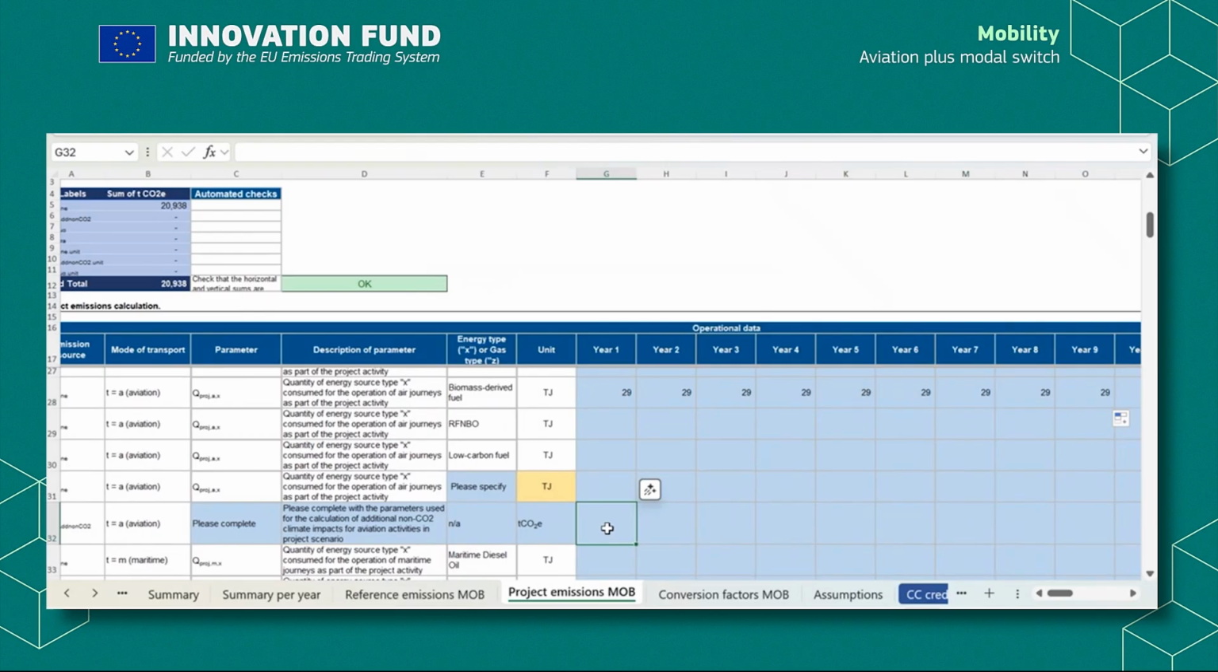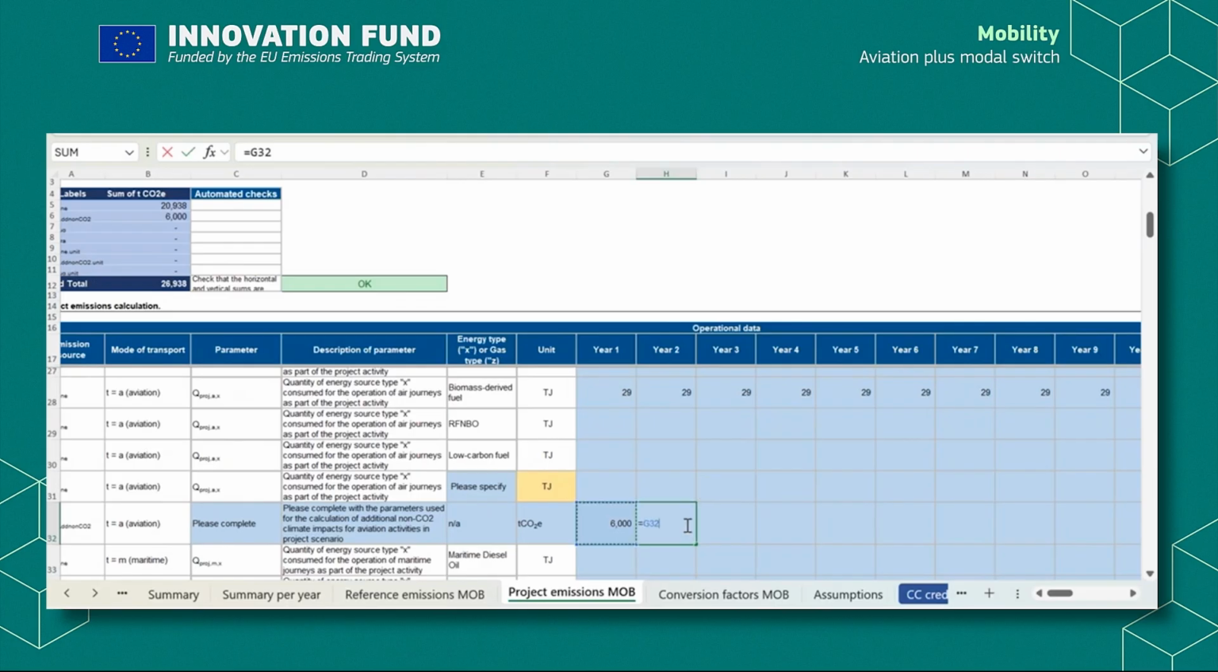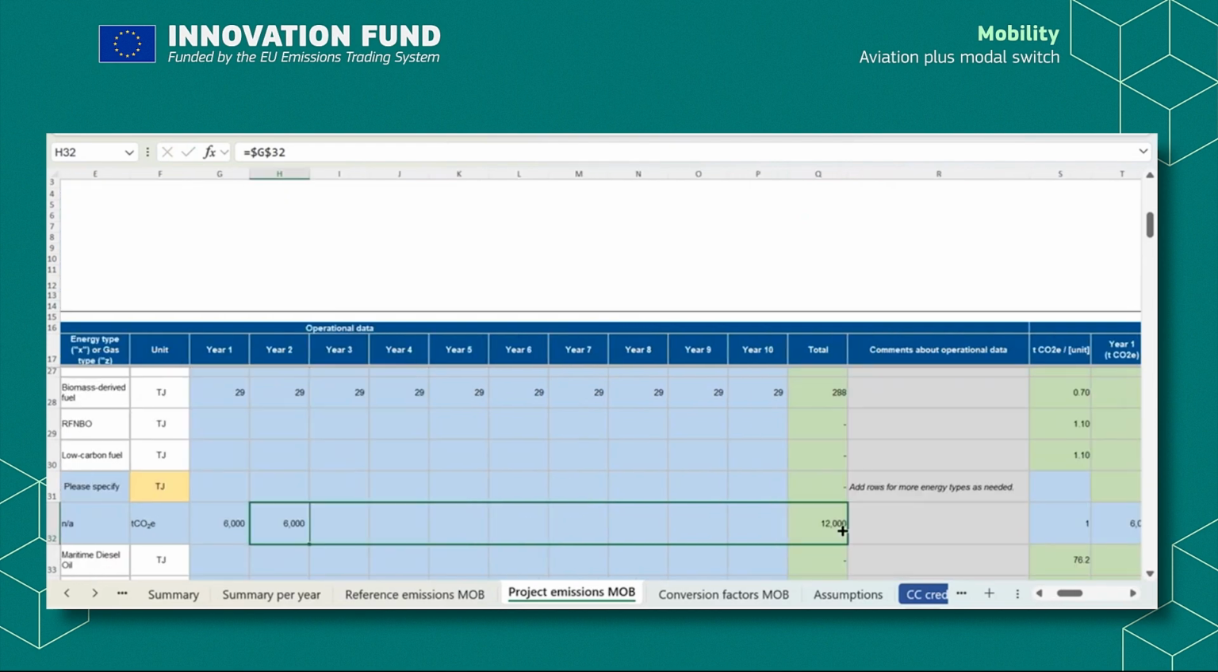The GHG methodology does not provide a specific formula for estimating this. Applicants should use their own methods and tools, and provide sufficient evidence to support calculations. The non-CO2 climate impact in our hypothetical project was calculated with a software that tracks full warming impact based on fuel burnt, altitude, speed, humidity of the air, and saturation of area. The result was 6,000 tons of CO2 equivalent per year, already deducting the warming contributions of the conventional GHG captured in former parameters.